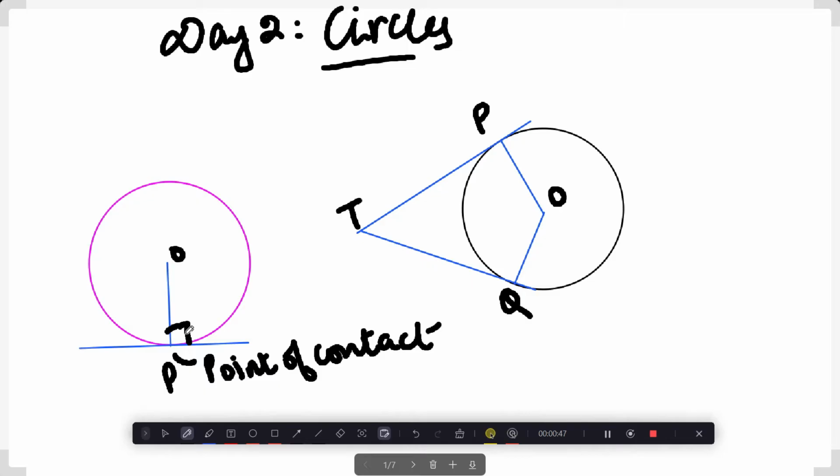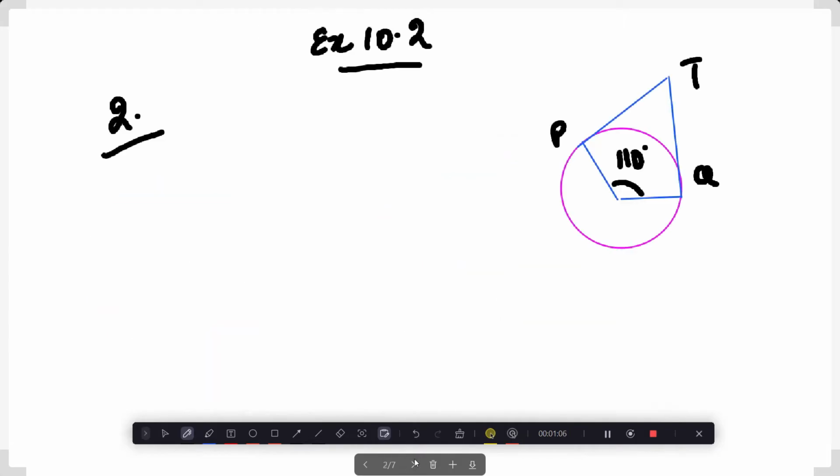Then we also learned the number of tangents from a point to a circle. From an external point, there can be only 2 tangents, and the lengths of these tangents are equal. That is the second theorem that we studied. Now we are going to move on to the questions, which are exercise 10.2, question number 2.